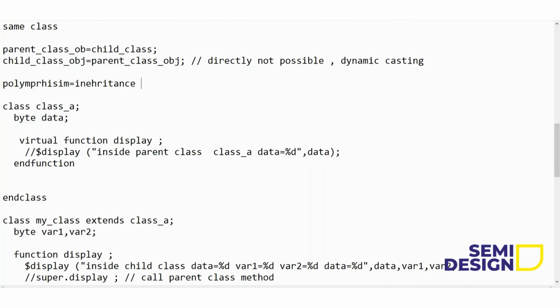Why inheritance? Because it must be an extended class. Without an extended class, it is not possible. So inheritance plus the virtual keyword. Why do I need this virtual function? If I am using this virtual keyword, then only with the parent class object will I be able to access the child class method. Without virtual, it is not possible.